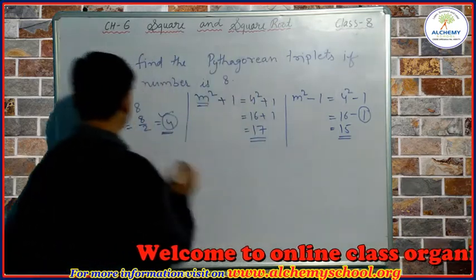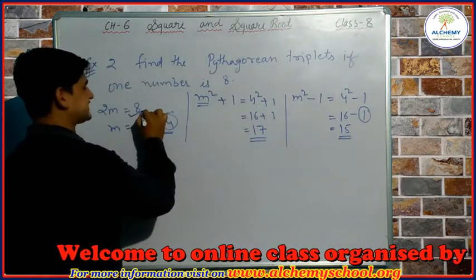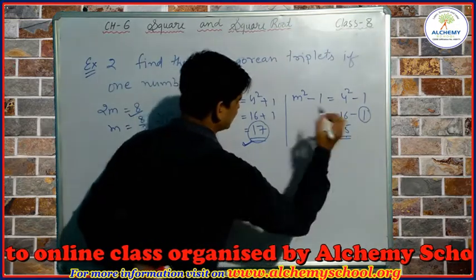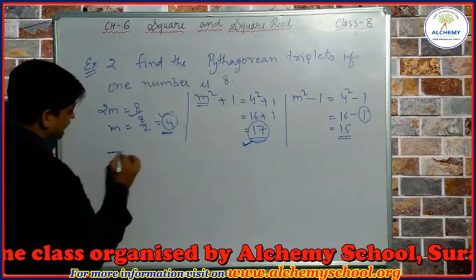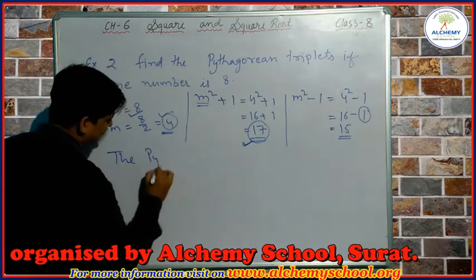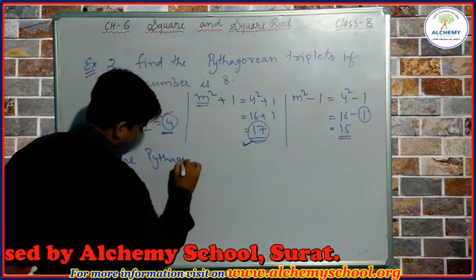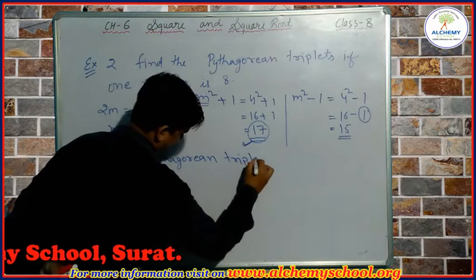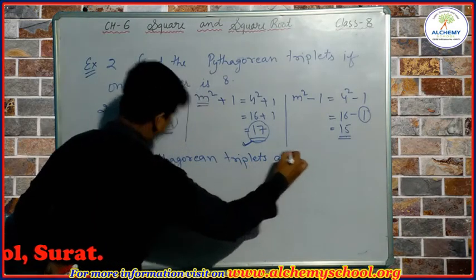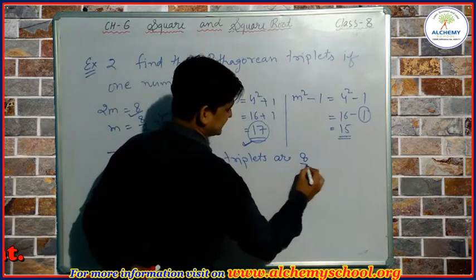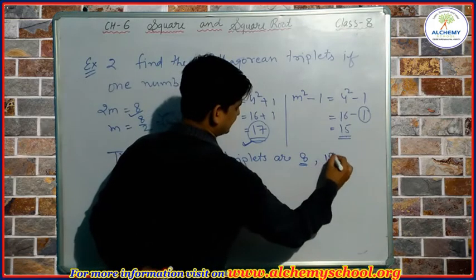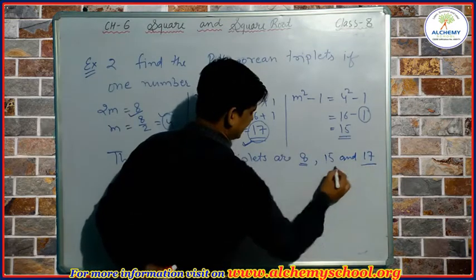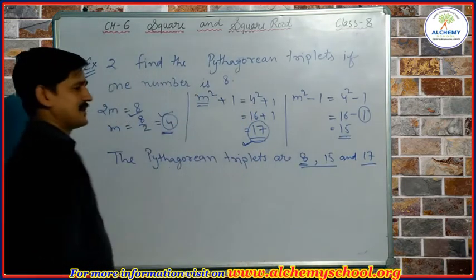Now you can see one number is given in the question, that is 8. The remaining two numbers we found are 17 and 15. So we can write the Pythagorean triplets are 8, that is given in the question, 15 that we found, and 17. So these three numbers are Pythagorean triplets.